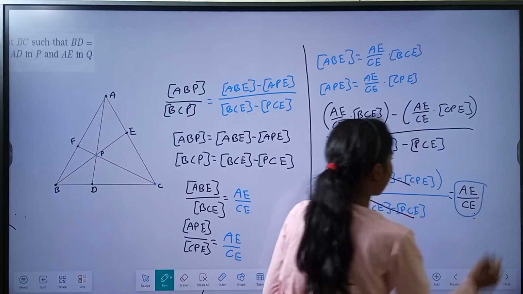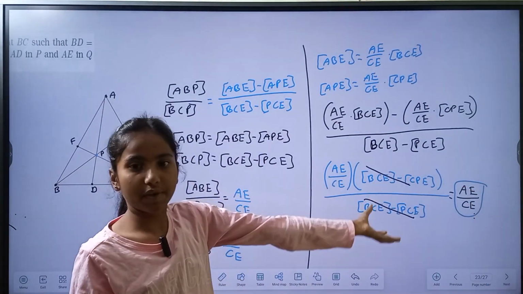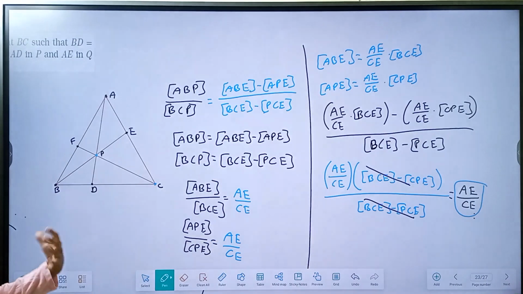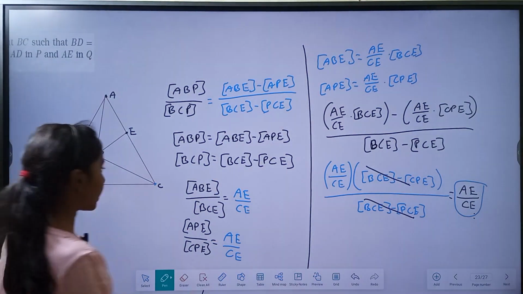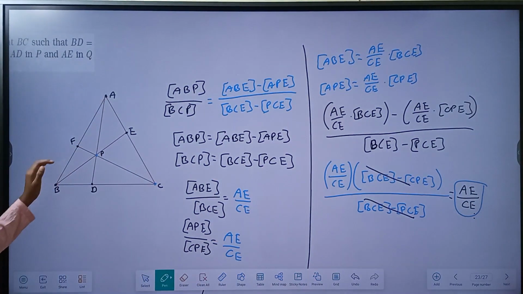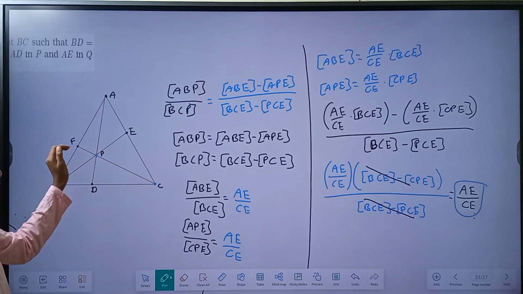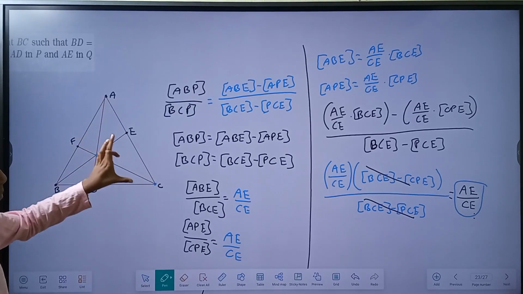Now we can write in a similar way for the other two pairs of triangles in this triangle. So ABP divided by BPC is AE by CE.